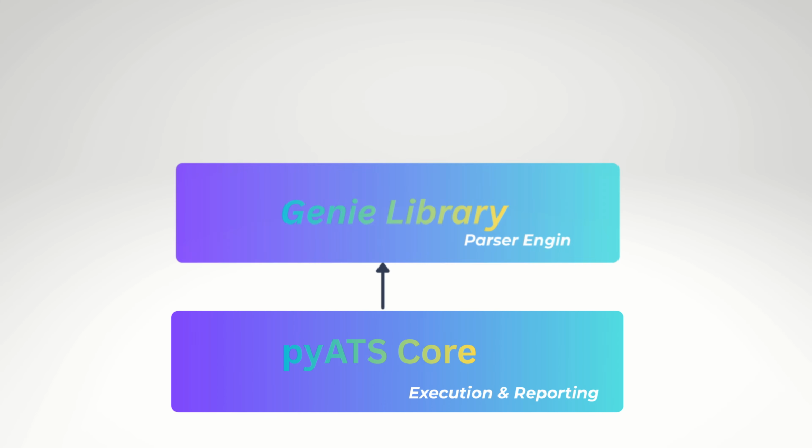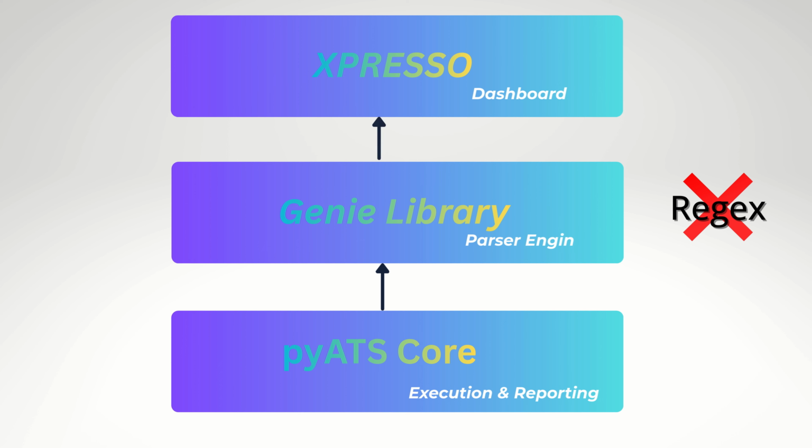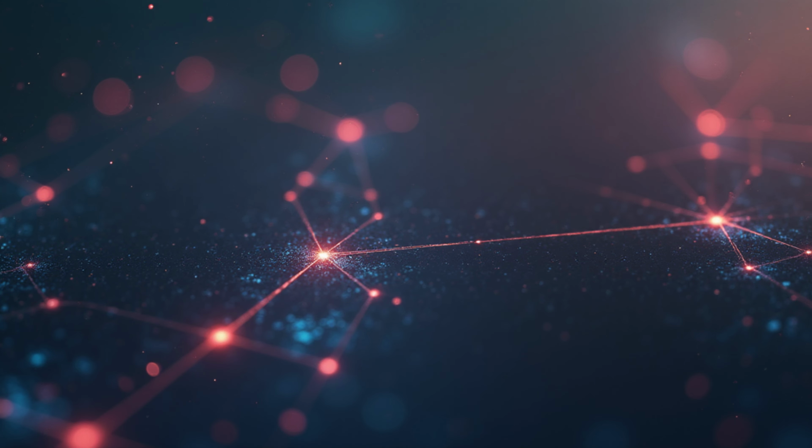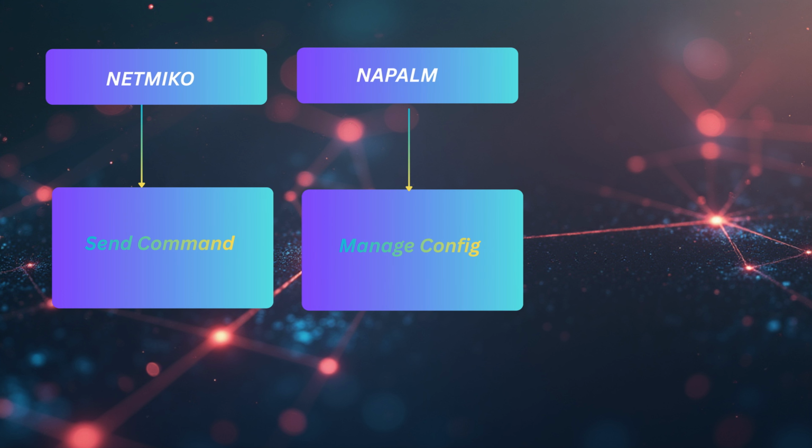Then comes Genie. This is where the real magic happens. Genie contains over 500 parsers that convert the messy CLI output into clean, structured Python dictionaries. So no more regex nightmares. And optionally, there is Xpresso, a web-based dashboard for managing and visualizing your tests. Most importantly, this framework is vendor agnostic, meaning it supports other vendors like Arista, Palo Alto, and many other platforms besides Cisco.